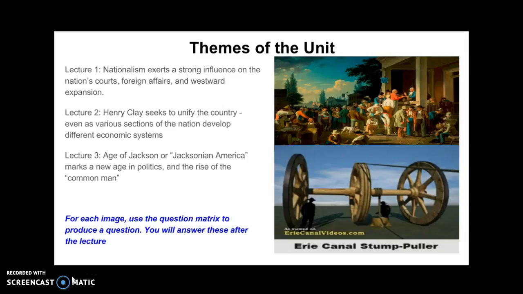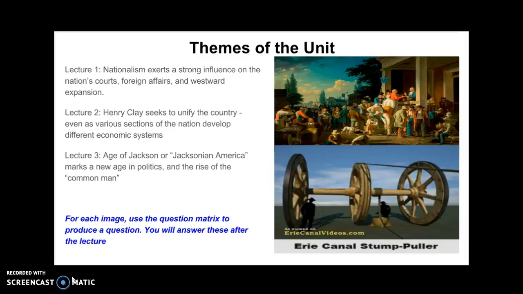The second lecture is going to center around how Henry Clay sought to unify the country. And as he's seeking to unify the country, various sections of the country develop different economic systems. And the third theme, or the third main idea of the lecture series, will concern Andrew Jackson. And the age of Jackson, or Jacksonian America, marks a new age in politics, and the rise of what will become known as the common man.